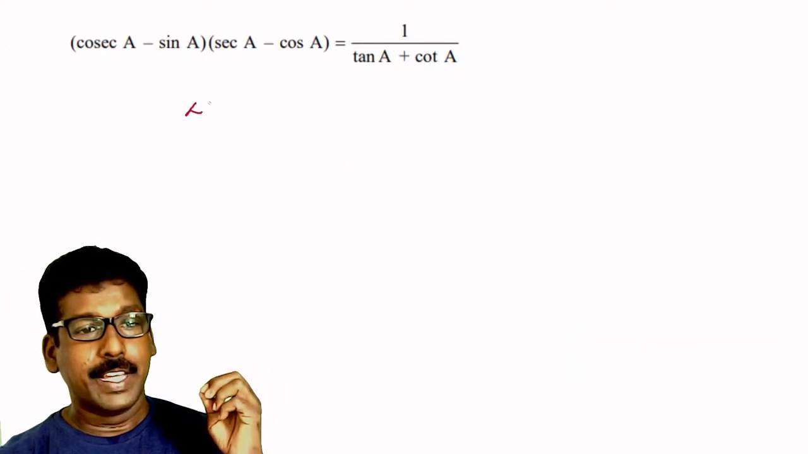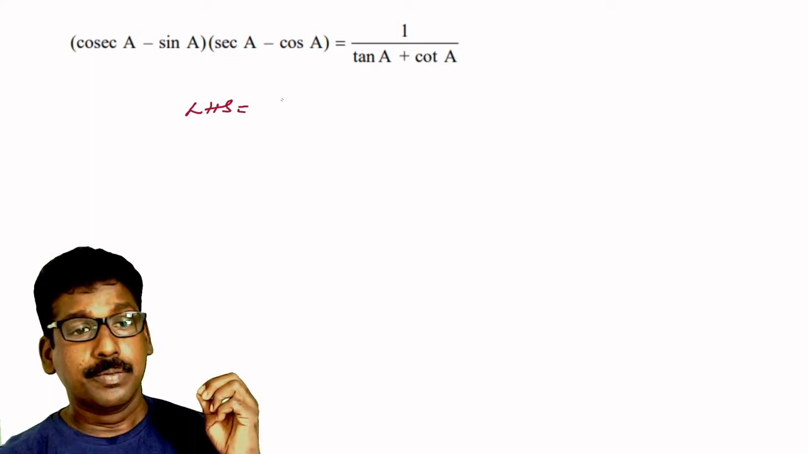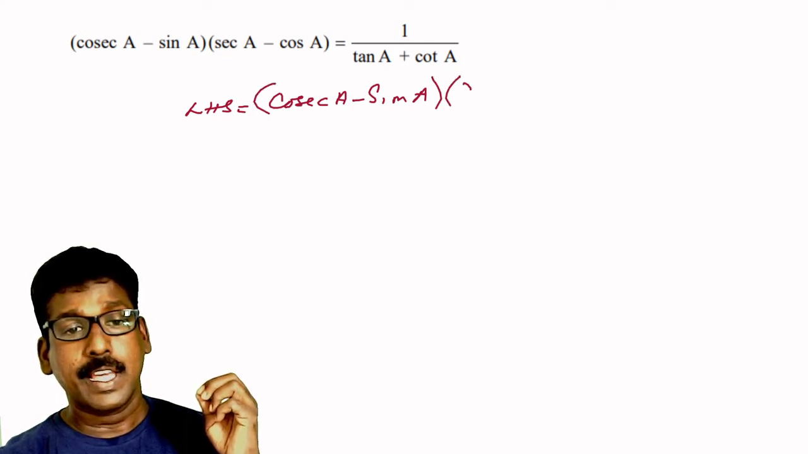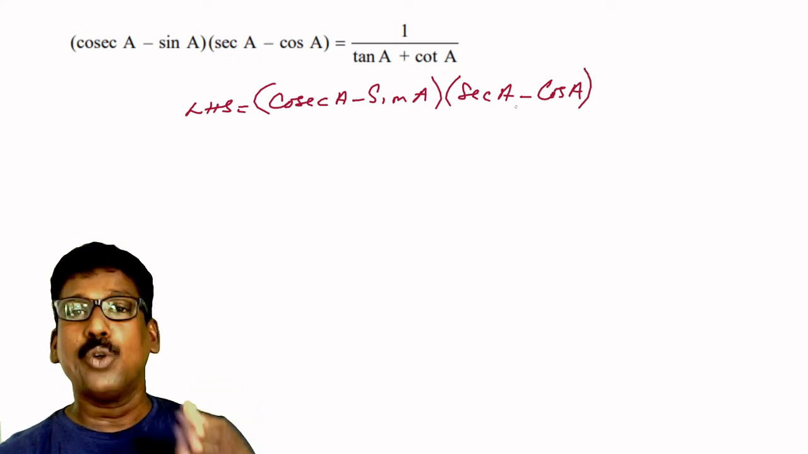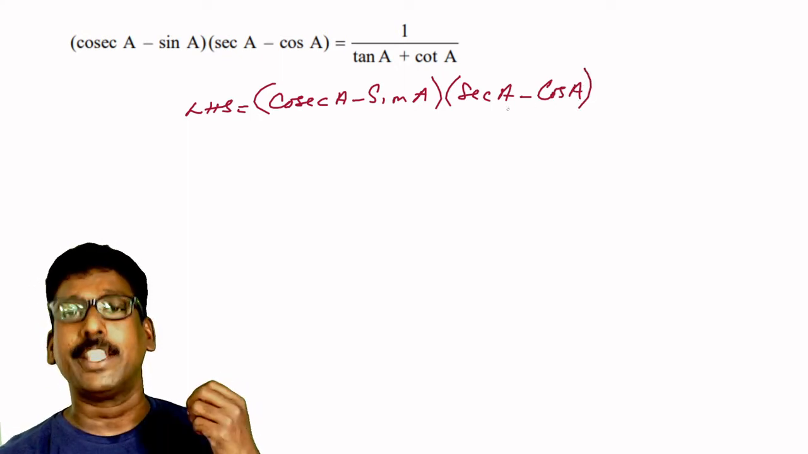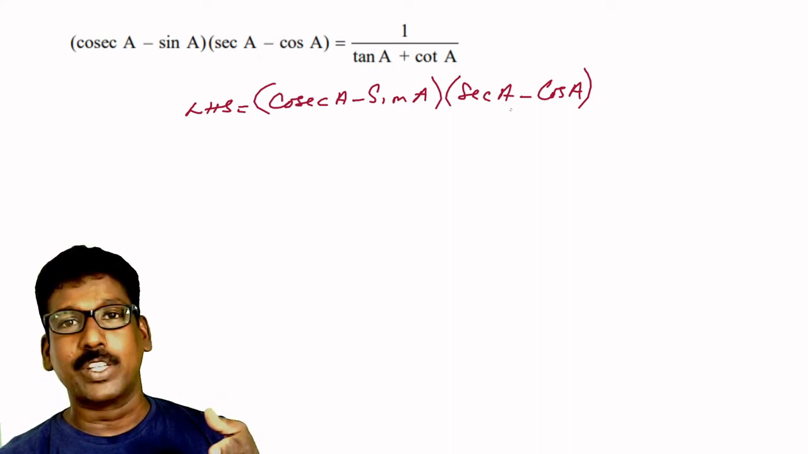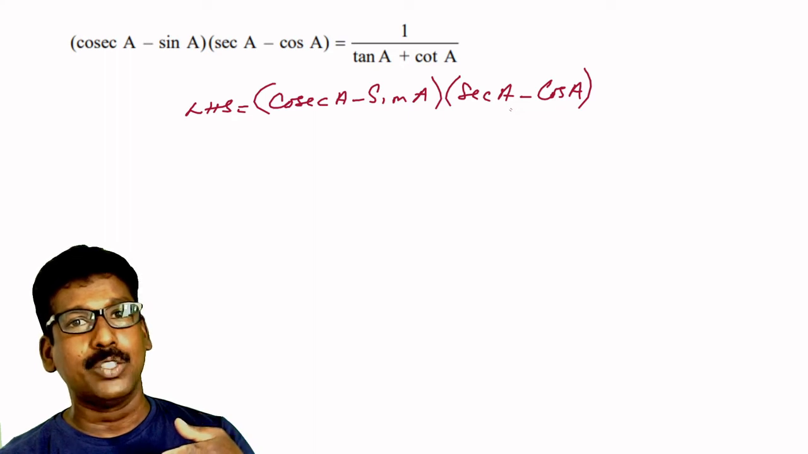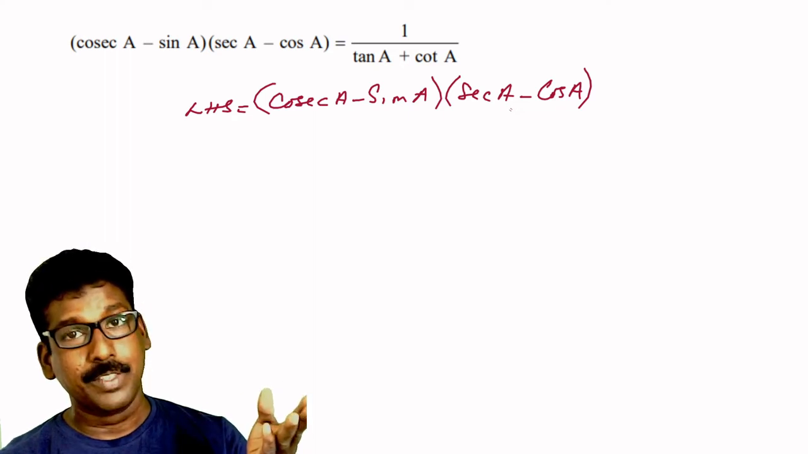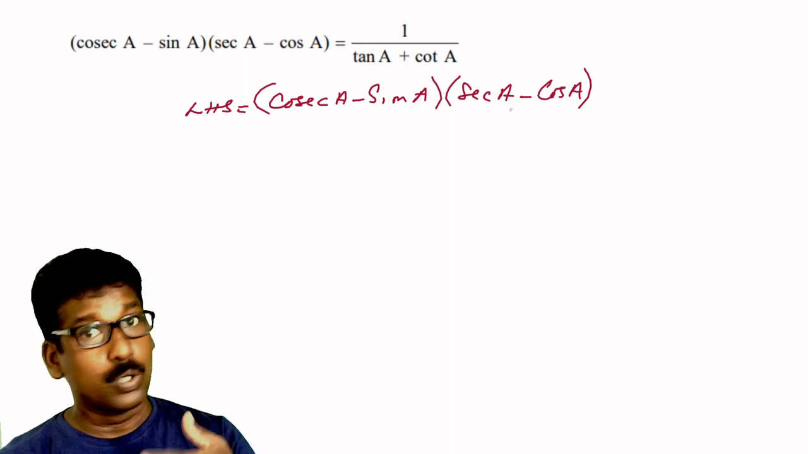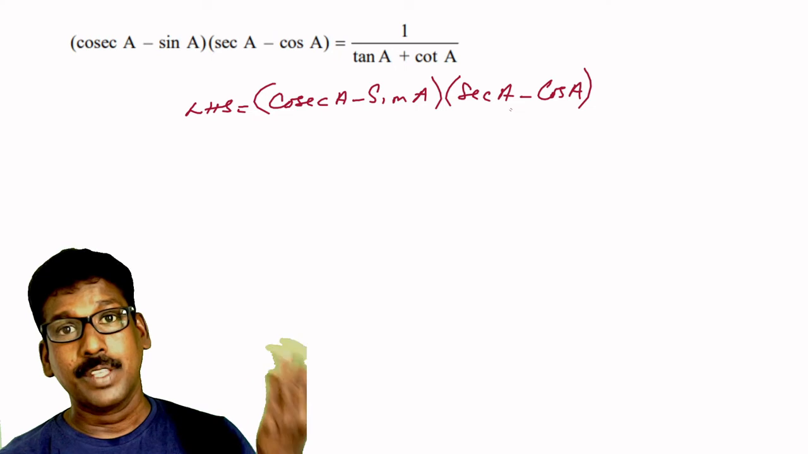Here the LHS is cosec a minus sin a into sec a minus cos a. And you have to prove in terms of tan a and cot a. You know cosec square theta minus cot square theta is equal to 1. So cot square theta you will get from cosec square theta. And similarly sec square theta minus tan square theta is equal to 1. So tan square you will get from sec square theta.